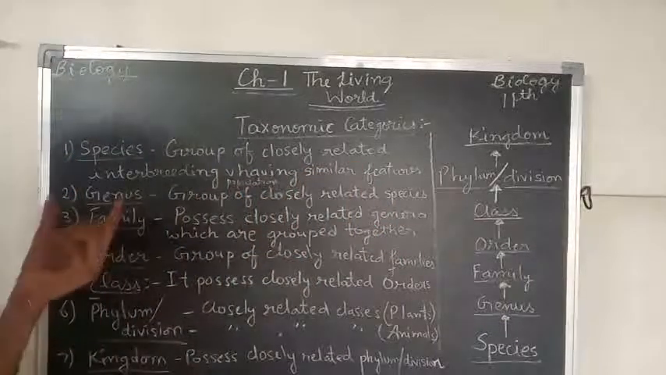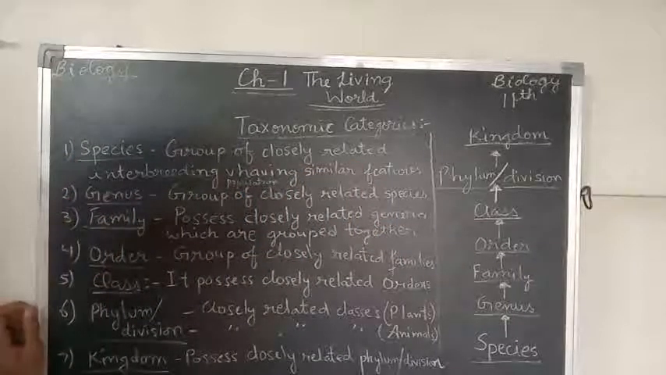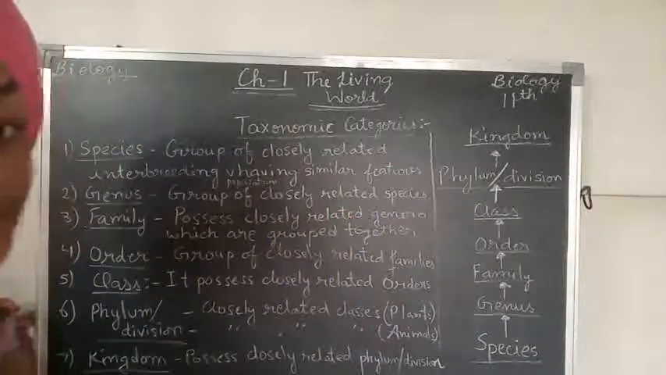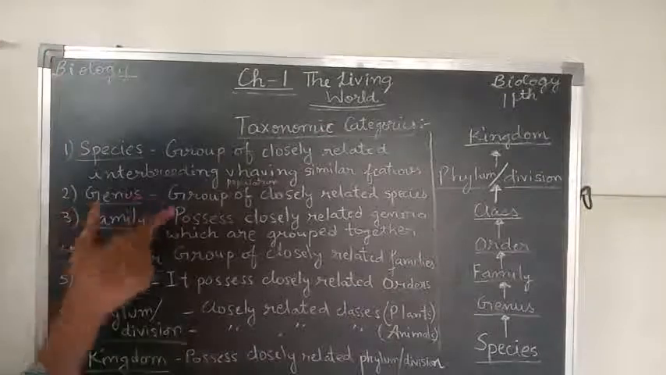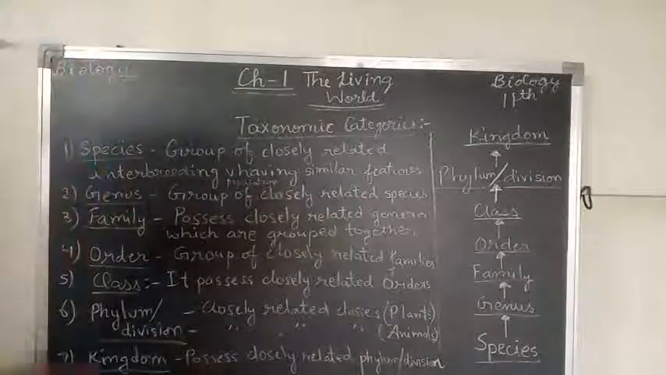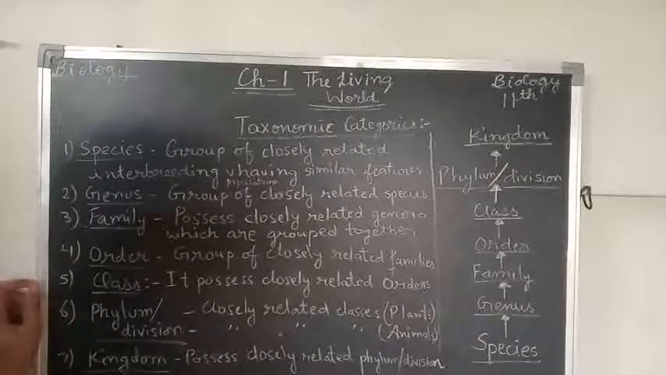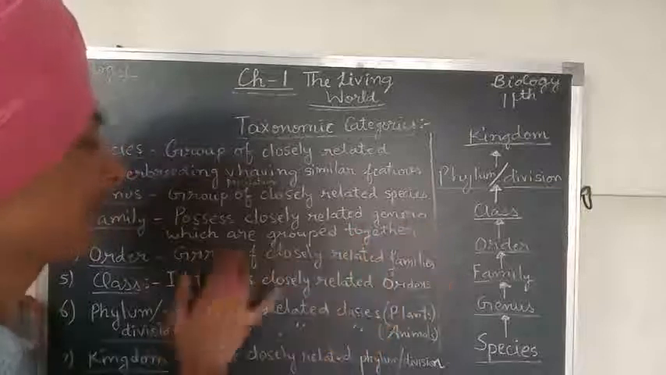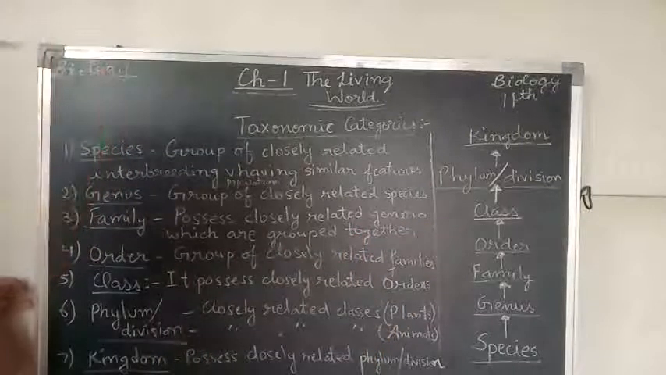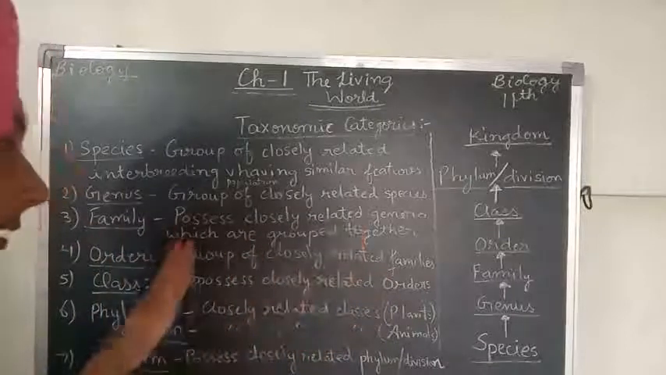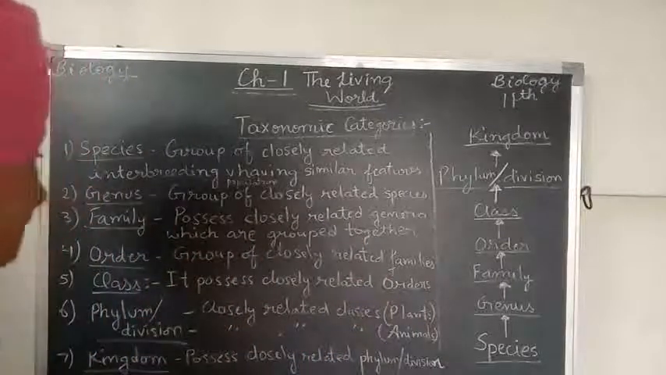The next one is genus. Genus represents a group of closely related species. Next one is family. Family represents closely related genera which are grouped together.